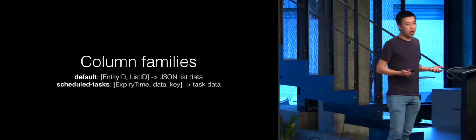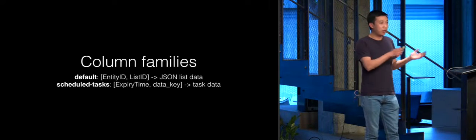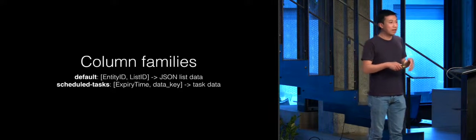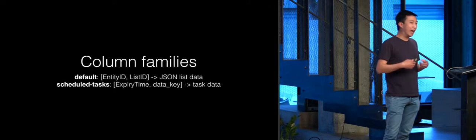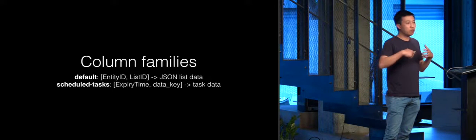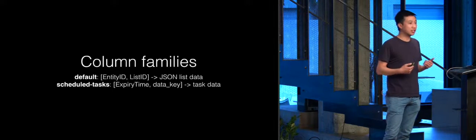We use multiple column families here. The default column family has the list data, with the entity list and list ID, entity ID and list ID as the key. But while we're adding a new entity to the default column family, we can also write data to a different column family in the same transaction. The second column family, we call it scheduled tasks, which is keyed by the expiration time for the jobs.